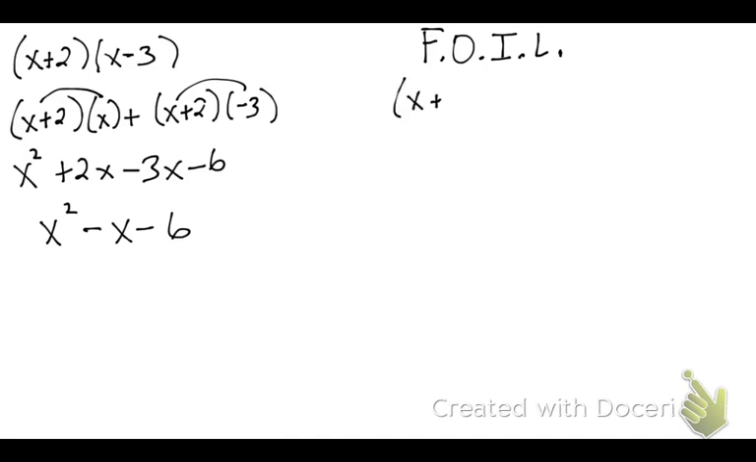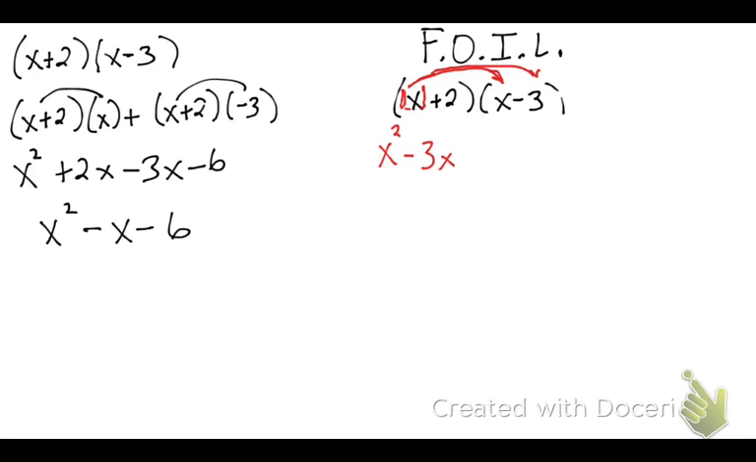x plus 2 times x minus 3 using the FOIL method. F stands for first, and so the first thing I'm going to do is x times x, and O stands for outer. Then I'm going to do x times negative 3. So I'll get x squared minus 3x. So basically we did this number times everything over here.